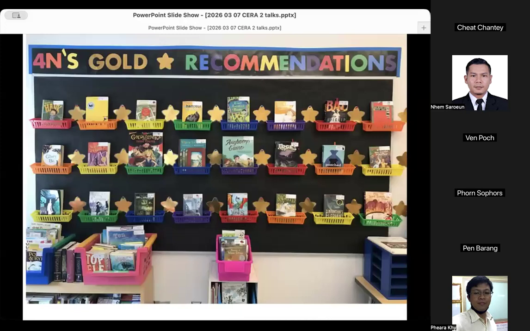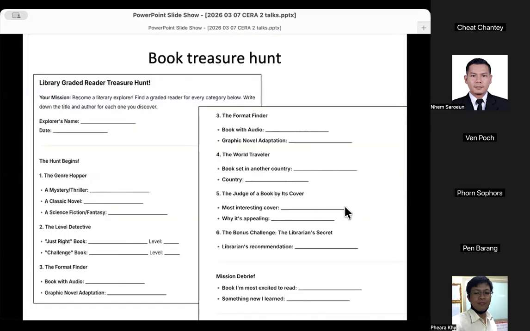Make a book display of the most popular books. This is really important communication. And students can then learn which the other good books are.